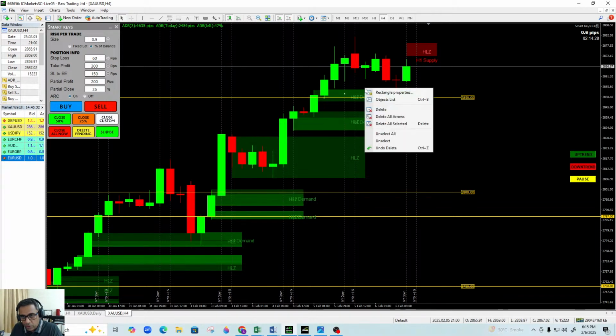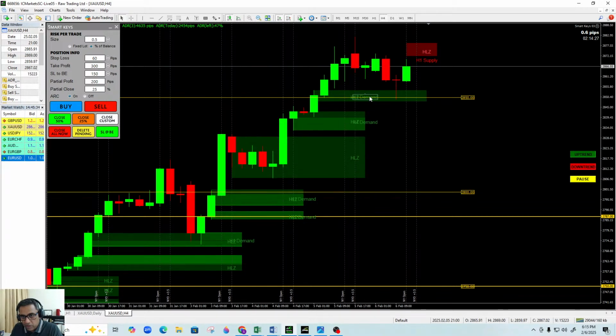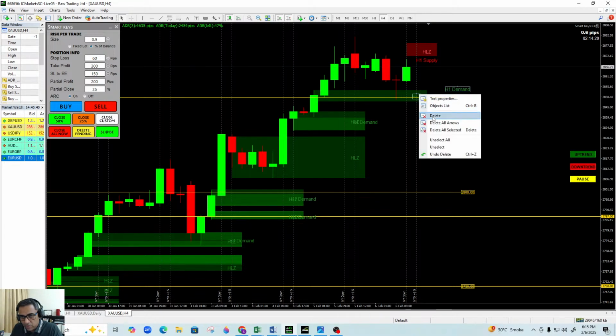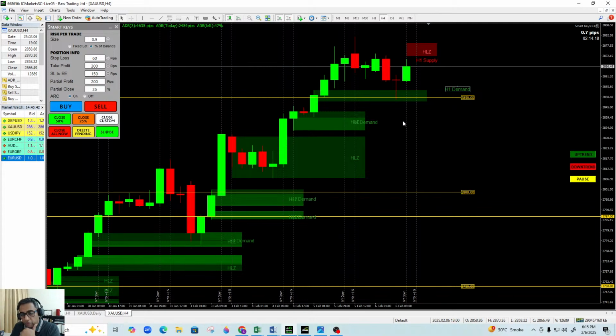We've gone through the liquidity candle, so I'm going to delete that. Let's move these labels to the right. This is no longer a high liquidity zone because it's crossed more than 50% of the way into the zone, so let's just delete that. Okay, let's start with supply first.